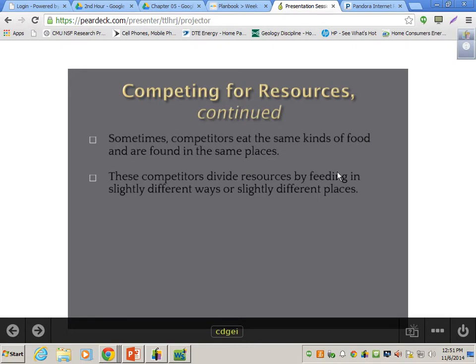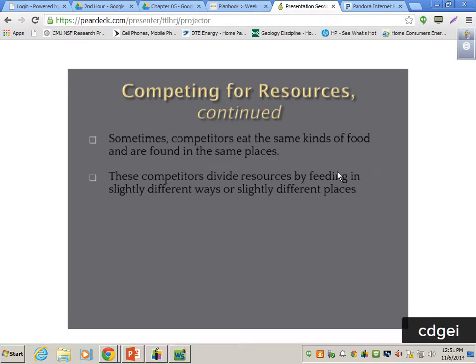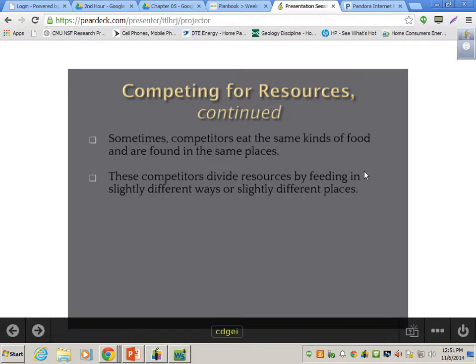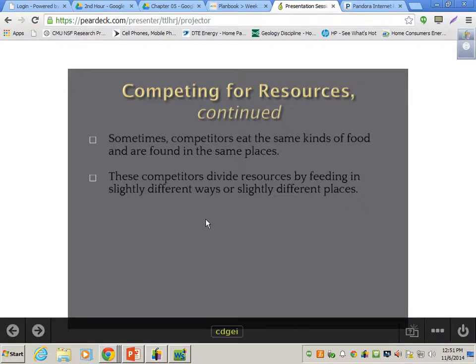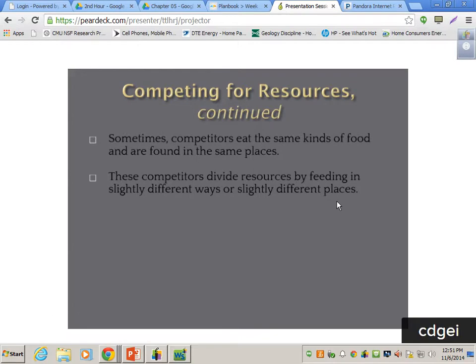Okay. So sometimes competitors eat the same kinds of food and are found in the same places. These competitors divide resources by feeding in slightly different ways or in slightly different places. This is that division of the resources we were talking about. Animals don't really want to waste time fighting with each other, but they will if they need to get the resources. But if they can come to an easy way where they can both survive and exist, they'll do that.